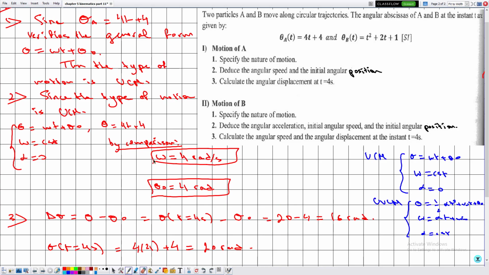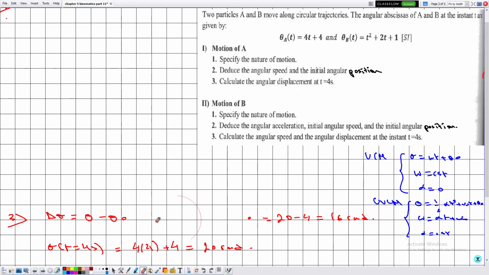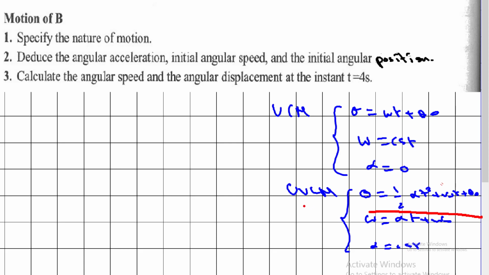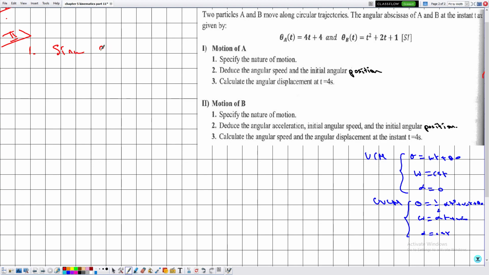Now as for the motion of B, part 2, and number 1, they are telling us to specify the nature of motion. So notice that in this case the position is quadratic in time. Whenever the position is quadratic in time, this means that the type of motion is UVCM, since theta equal to t squared plus 2t plus 1 verifies the general form theta equal to half alpha t squared plus omega 0 t plus theta 0, then the type of motion is UVCM.